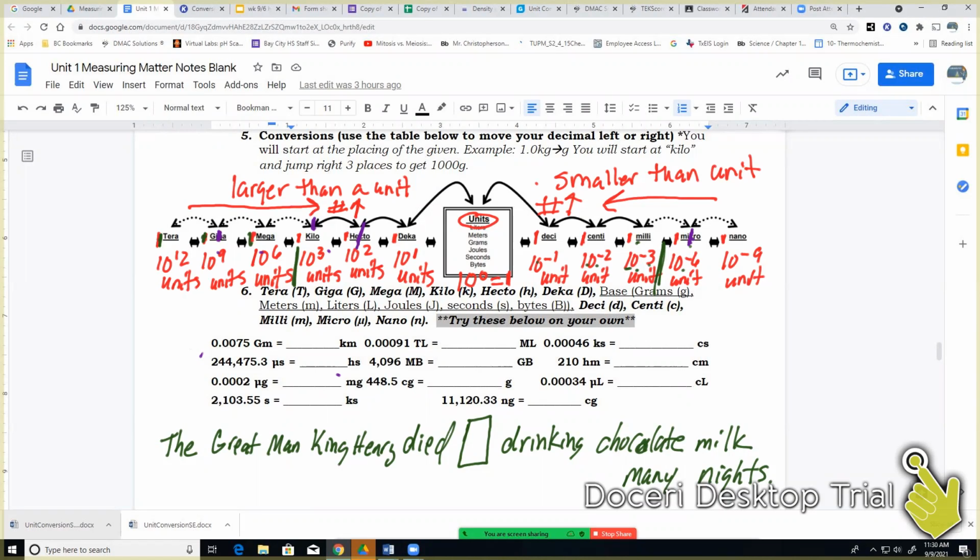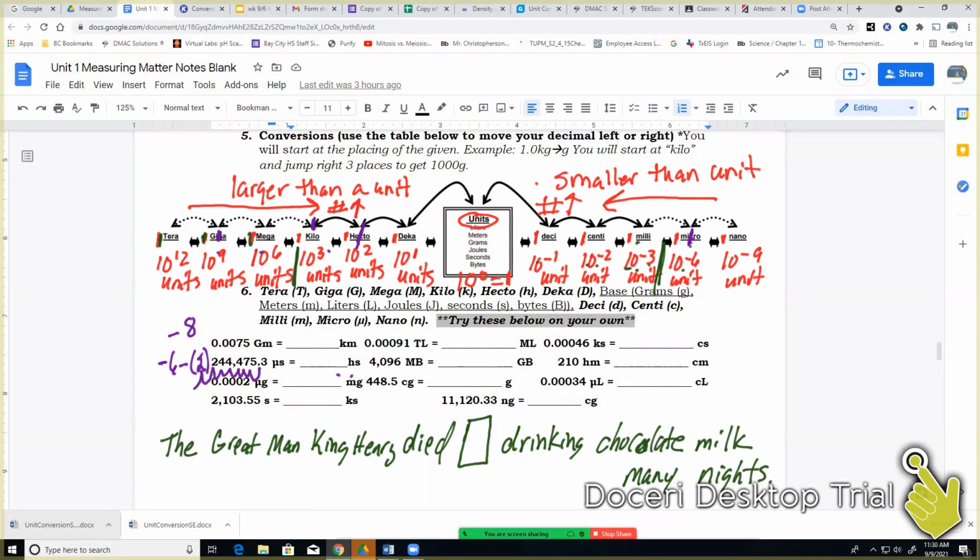So same thing, micro, I'm going to see what my exponent is with micro. It's a -6. And I'm going to subtract my hecto, which is a 2. So that gives me -8. So I'm going to move mine -8 places. So my number should be getting smaller or larger? Smaller. 1, 2, 3, 4, 5, 6.